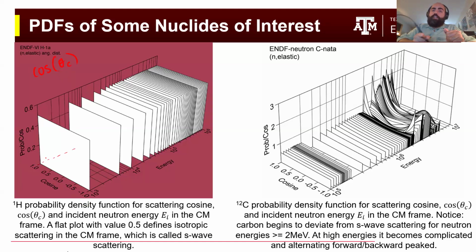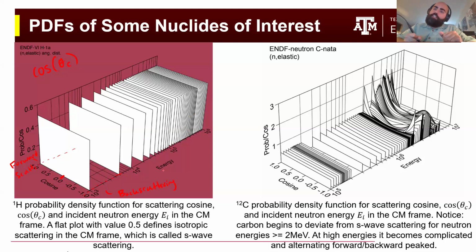So along this line right here, that corresponds to forward scattering. And along this line right here, where cosine of theta is -1, that corresponds to backscattering. And then, if theta is 90 degrees, then cosine of 90 is 0. So that middle line corresponds to the scattering angle being 90 degrees.